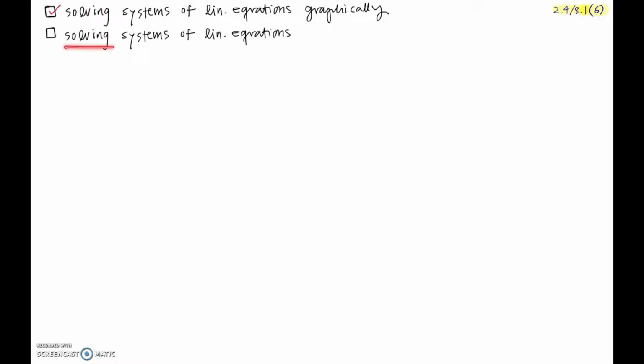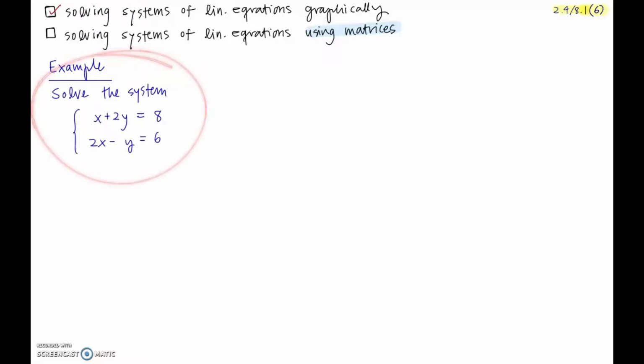We're now going to look at solving systems of linear equations using matrices. So before I tell you too much about what even a matrix is or how we're going to use it, I want to look at an example, and I want you to see what you can notice from this example. Okay, so say that our example was: solve the system x plus 2y equals 8 and 2x minus y equals 6. Well, we have just learned how to solve this. We would just throw them both into a graph and see where they intersect.